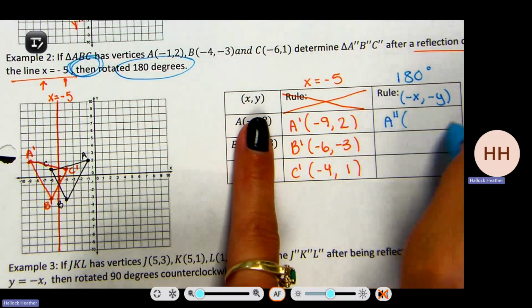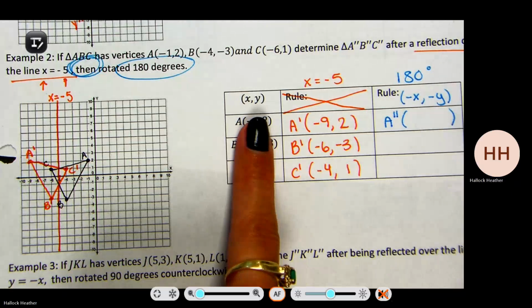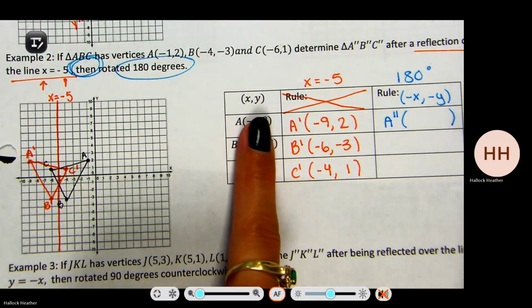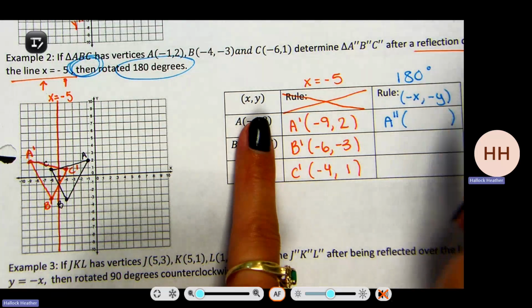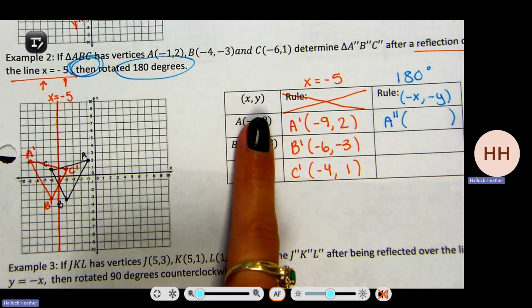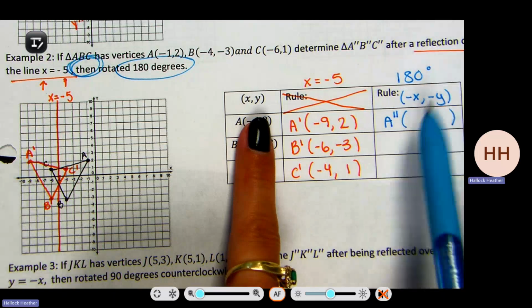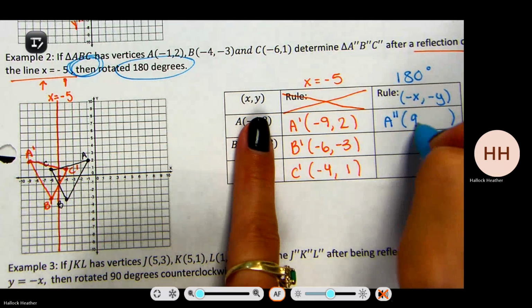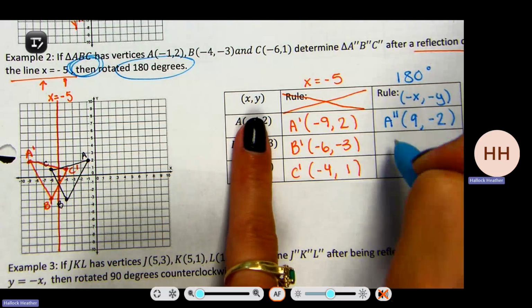So let's start with A double prime. Where is it at? Positive. No, wait, you don't flip it. 9, -2.